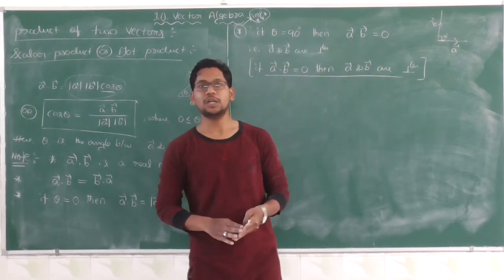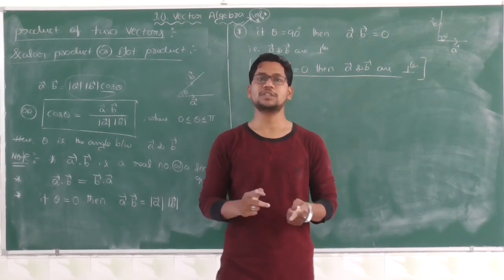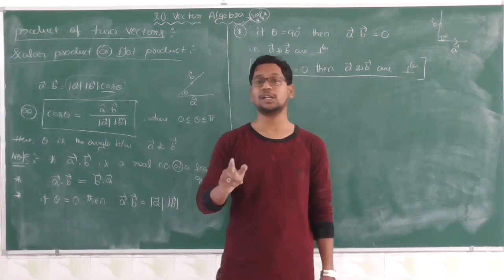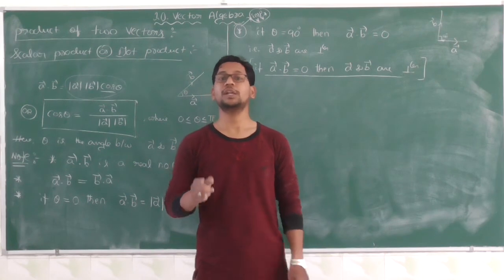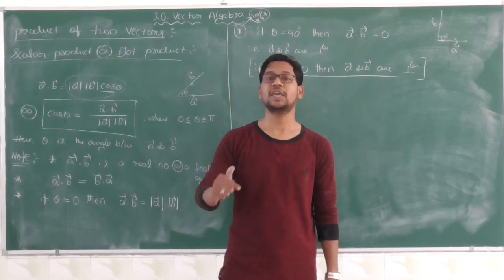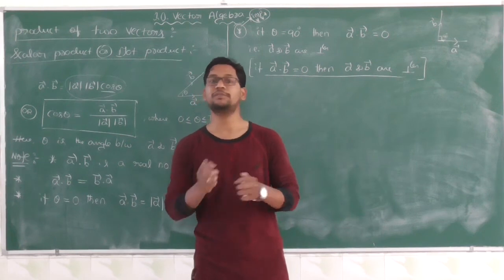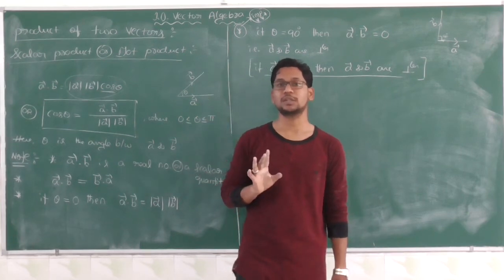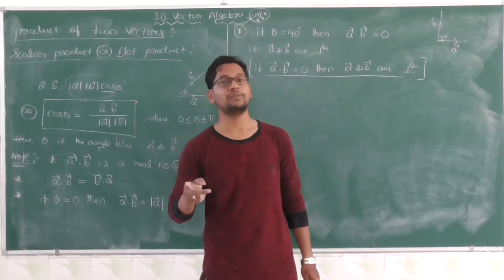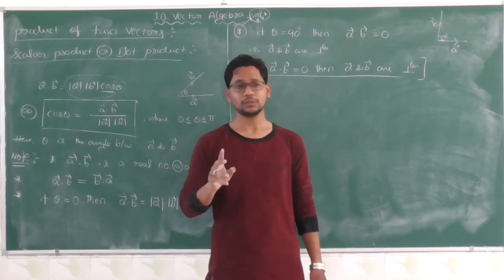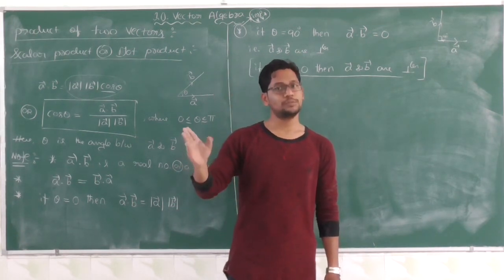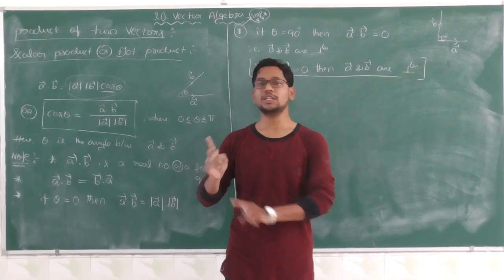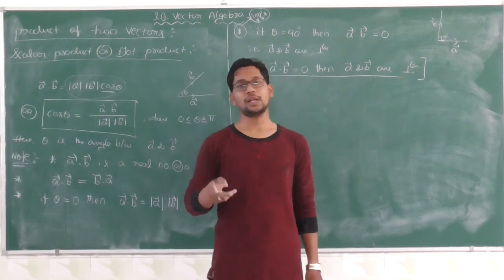In our previous classes we have already discussed that two vectors are said to be parallel. The parallel condition is what? The ratio of their corresponding components are the same or equal. It is a condition for parallel vectors. For collinear and for parallel vectors we take the same condition: A1 by A2 equals B1 by B2 equals C1 by C2, right? If that condition is satisfied, we can say that two vectors are parallel vectors.